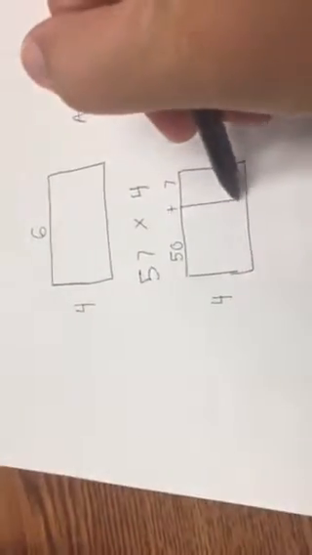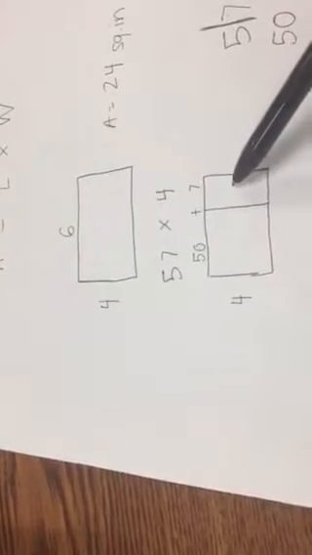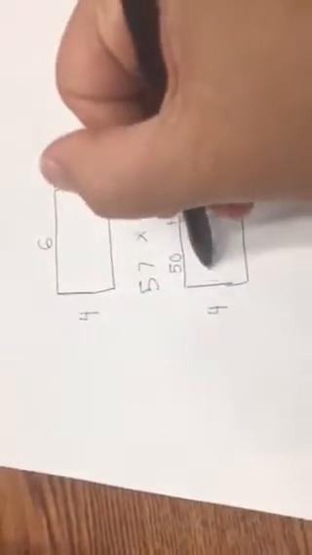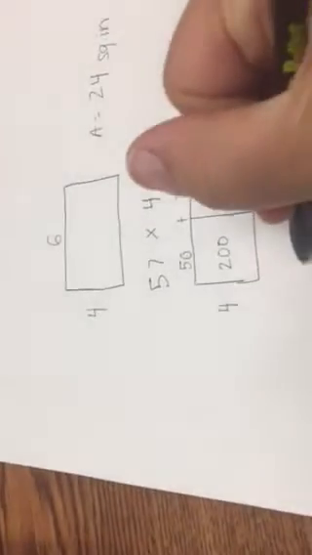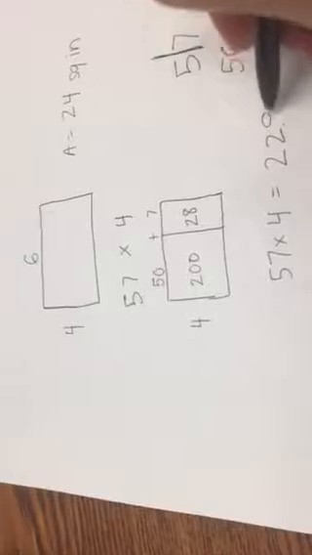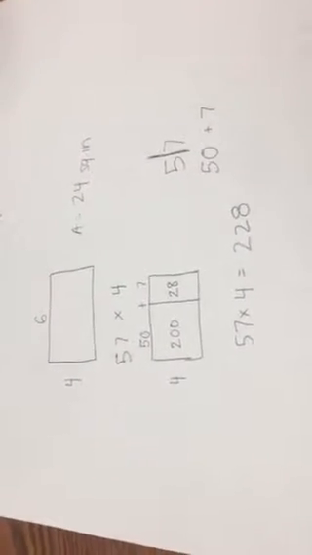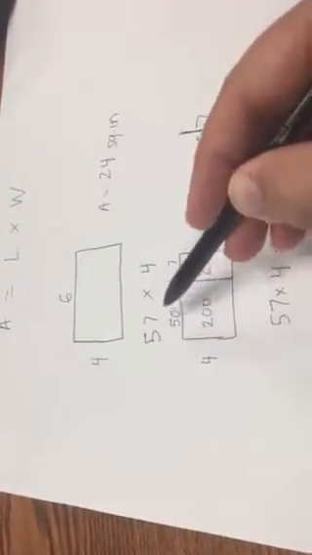Now, if I make this into 2 rectangles, technically what I'm doing is finding the area of this rectangle and finding the area of this rectangle. So 4 times 50 is 200 and 4 times 7 is 28. And so 57 times 4 gives me 228, okay?